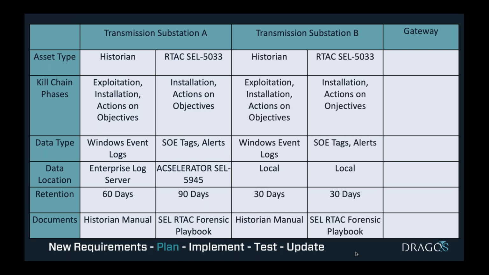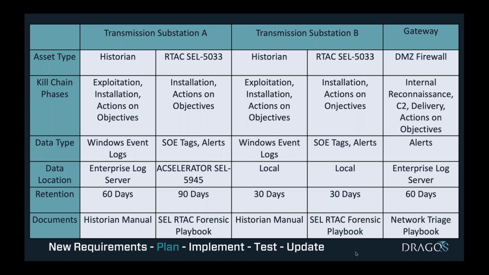Our transmission substation B is a little bit outdated. Imagine we're doing an update scenario, we've made it through one substation, we haven't through the other. So we've got very similar devices, but if we look at the data location, in this case, they are stored locally. We haven't started aggregating at that point yet. And that probably impacts our retention as well, because we're contingent on local resources rather than an aggregation point that we can stick additional storage on. But we've got the same document references there as well.